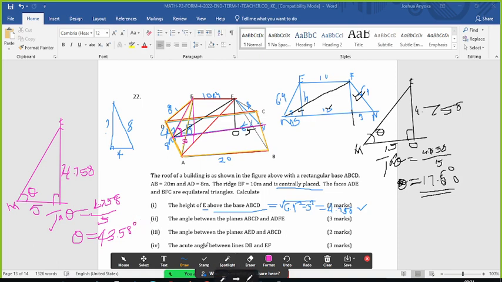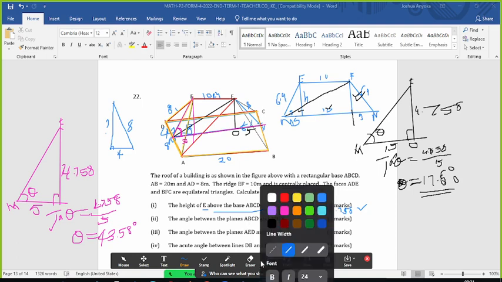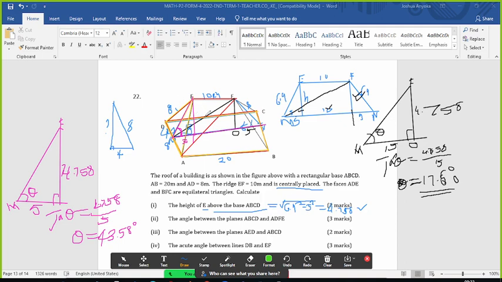43.58. Now our last question, the acute angle between the lines DB and EF. Identify the lines DB and EF. The lines DB, line DB, and the line EF. Good. The two lines are not intersecting anywhere.